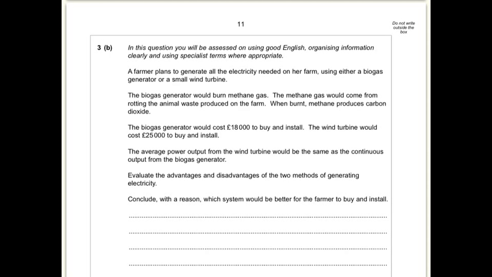So in this question, you obviously have to answer it in full prose with good spelling and punctuation. So you have to think out your answer first before writing it down.